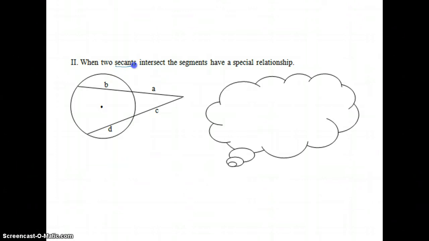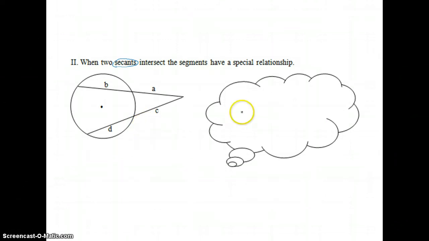All right, so now I'm talking about two secants. Again, a secant is going to be one that goes through the circle and touches at 2 points. So I've got touch here and here. And then my other secant goes through the circle here and here. So this one also has a special relationship.